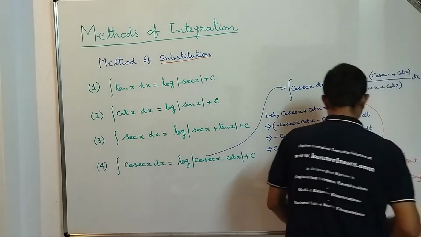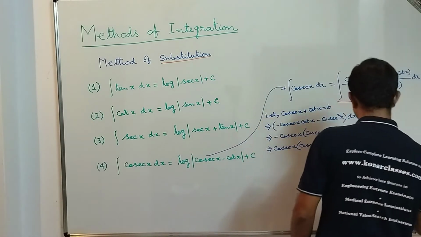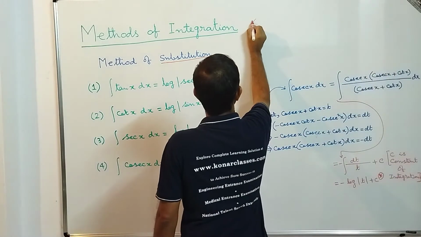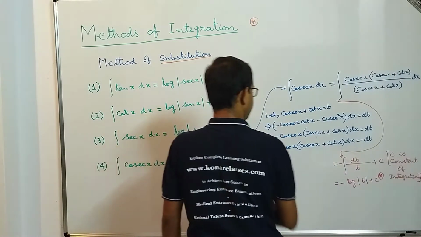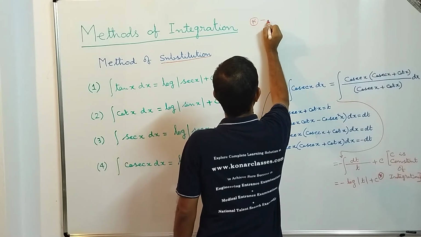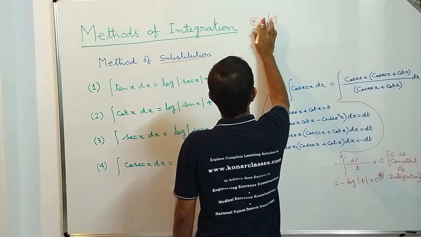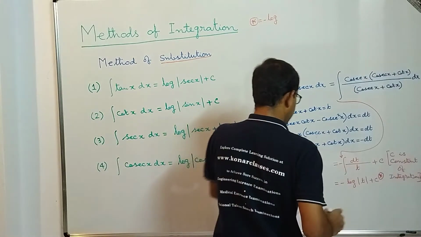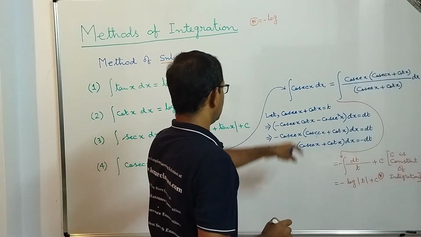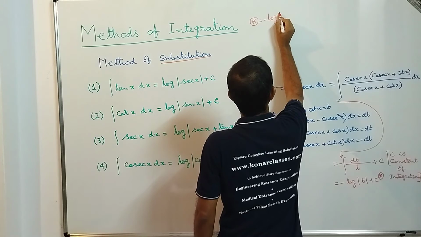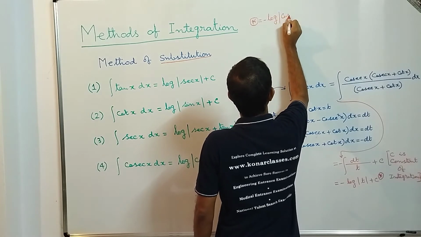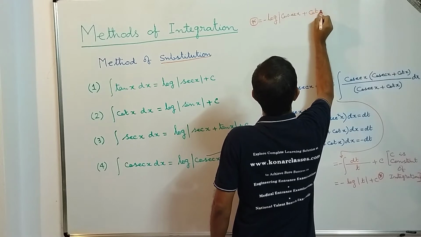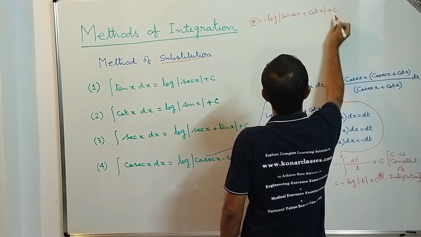Okay, now let's look at here. From here we can come back to here. So just to continue this calculation, minus log, so this will be what? This will be equal to minus log mod t. T is equal to what? Cosec x plus cot x. So minus log of mod cosec x plus cot x plus c.